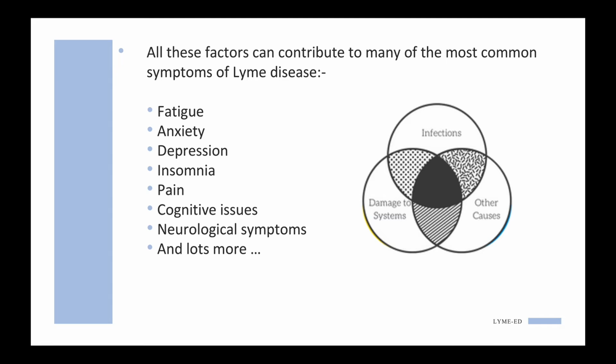So all of these factors contribute to the most common symptoms of Lyme. So we see a lot of fatigue, anxiety, depression, insomnia, pain, cognitive, neurological symptoms, loads and loads of symptoms, pages of lists of symptoms that can be related to Lyme disease. So I want to just point to this little triad here. I mean, yes, we have the infections themselves, but then we also have the damage to the systems that the infections cause. And we have the other causes that are contributing to the overall picture. So we don't just want to look at infection. We want to look at what else is going on in the body that's causing a problem and how it is damaging the systems that we need to repair.